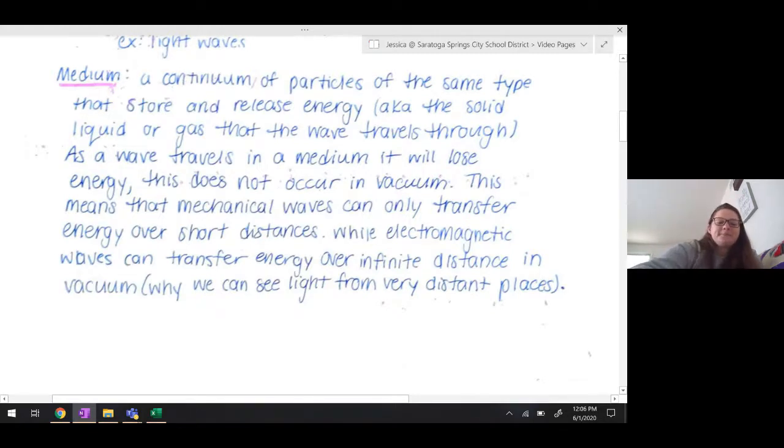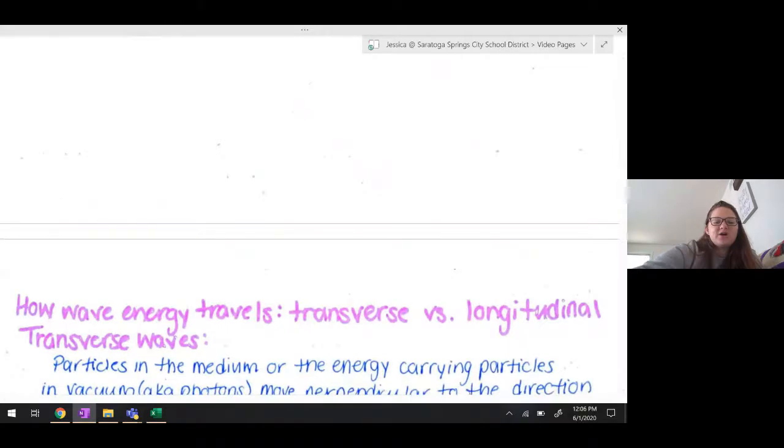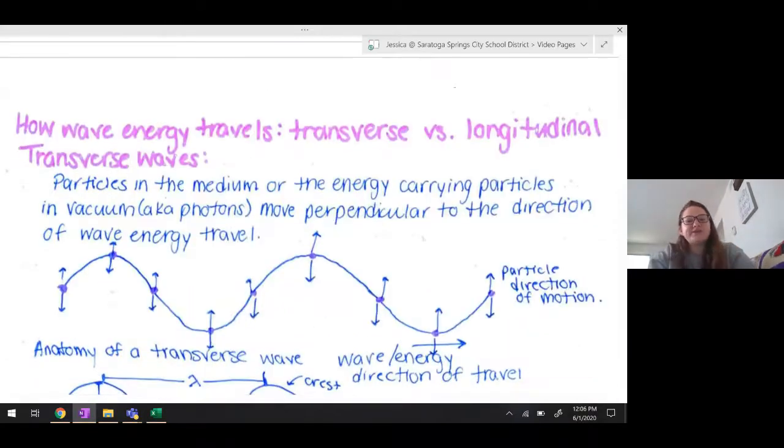Okay. All right. So now let's talk about how that wave energy is actually traveling. When we talk about a wave speed or a wave traveling, it's the energy that's traveling. Remember, it's not the matter that's traveling. It's not the individual gas particles that are traveling at a specific speed. It's the wave energy itself.